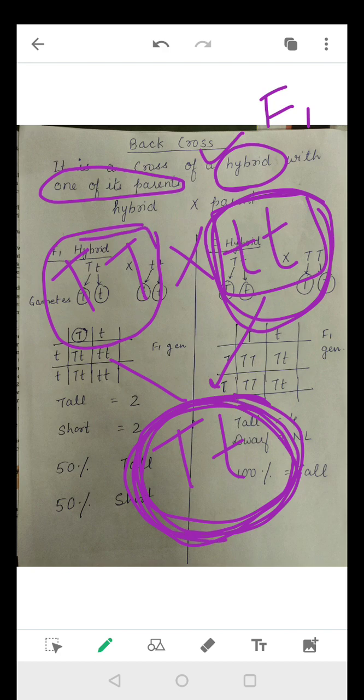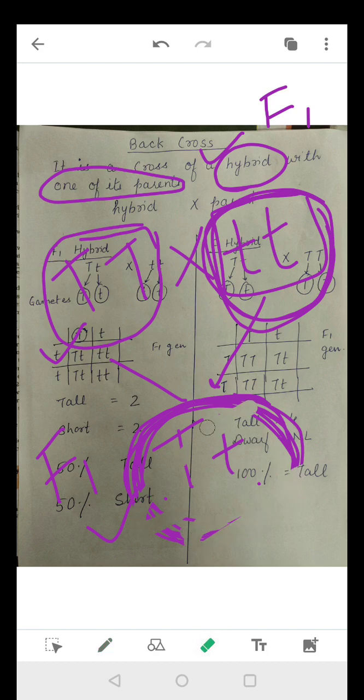So we are crossing. In this, we had taken the first parent as capital T and the second parent as small t. We got an F1 generation, which is capital T, small t, a hybrid or heterozygous condition, and we will cross this F1 hybrid with any of the parents. So again, we can have two possibilities. Clear here? Now we'll check the two possibilities again.